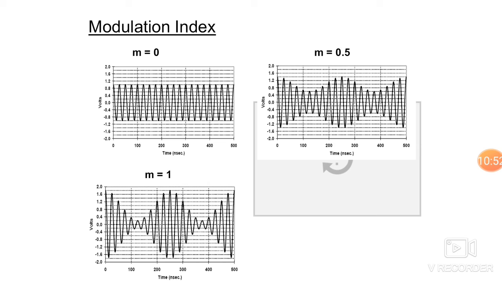Coming to the last diagram, for m equal to 1, the output of the modulator is like this. Here the carrier amplitude varies and touches the reference axis. So we can tell this is 100% modulation or critical modulation, and here we have to note that the m value is equal to 1.